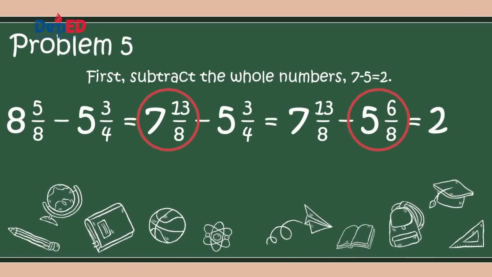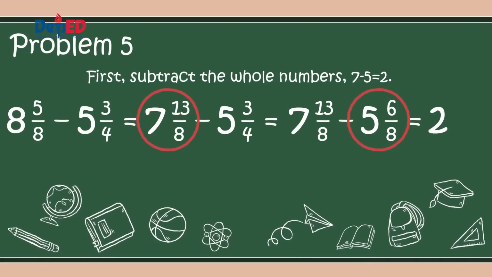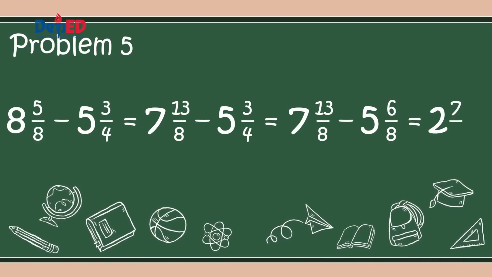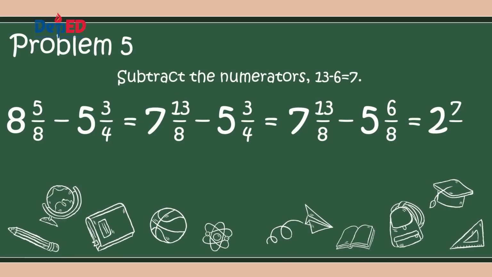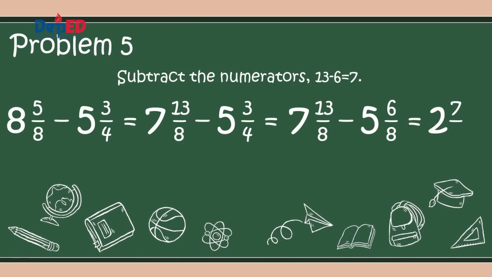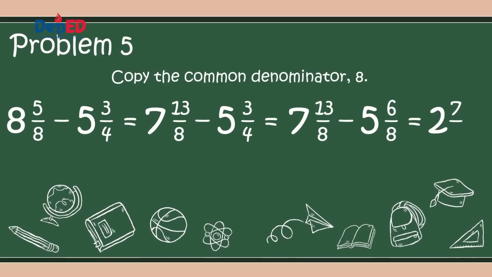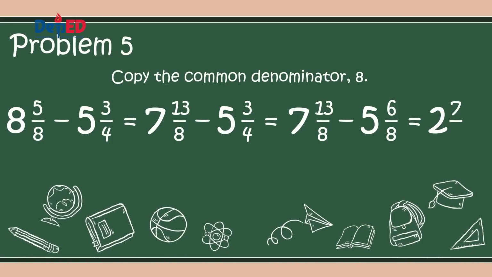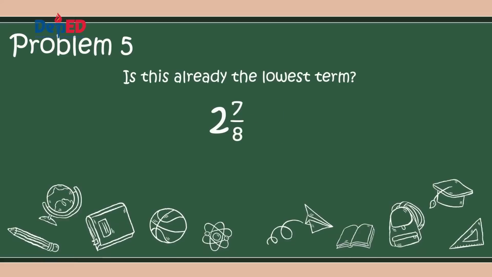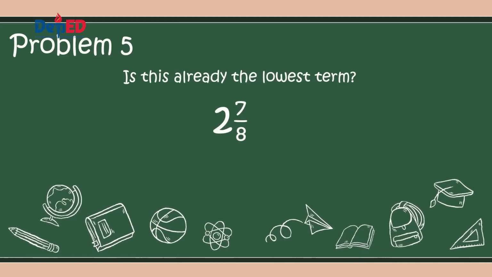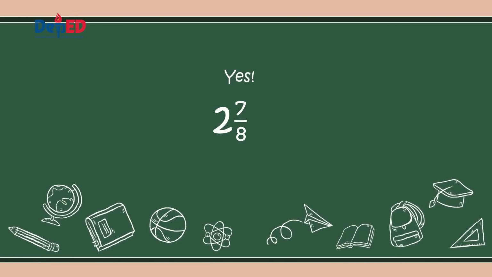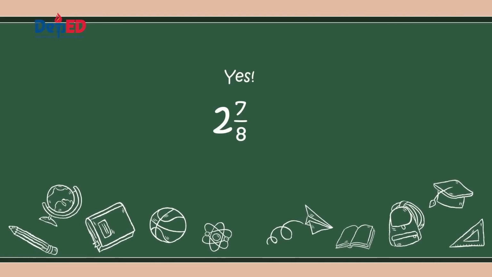Subtract first the whole numbers. 7 minus 5 equals 2. Then, subtract the numerators. 13 minus 6 equals 7. And copy the common denominator, 8. So, we have 2 and 7 eighths. Is it already a lowest term? Yes! Therefore, our final answer is 2 and 7 eighths.